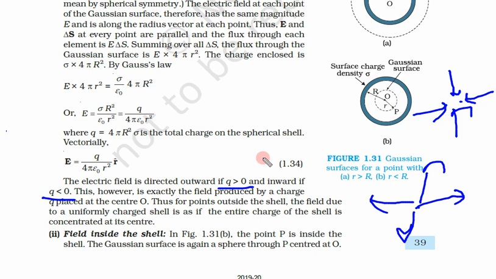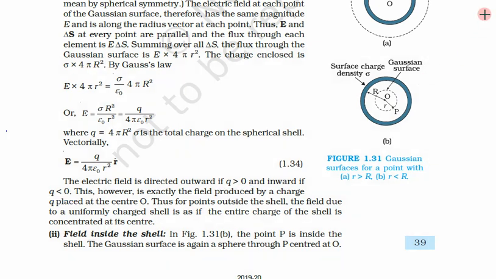Till now we have solved all the cases for positive charge. The only thing that changes with negative charge is that the direction, instead of going outward, will be inward. Now let us solve the second case. The shell remains the same, and the surface charge density sigma remains the same. The only thing that changes is the Gaussian surface. Now the Gaussian surface is much smaller.